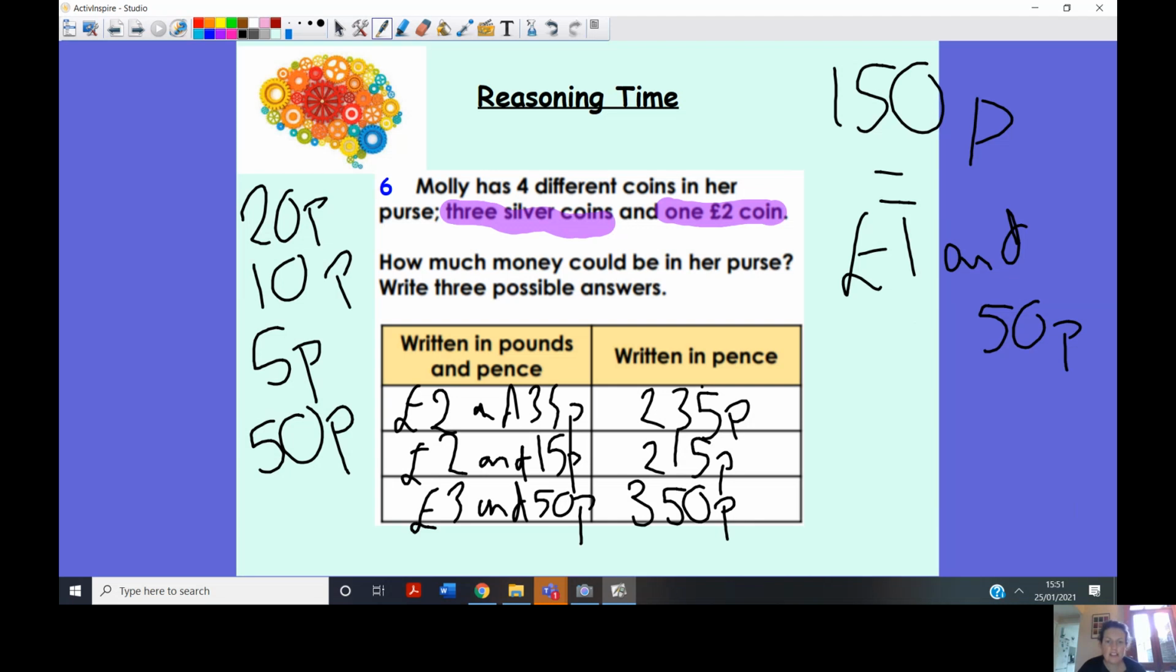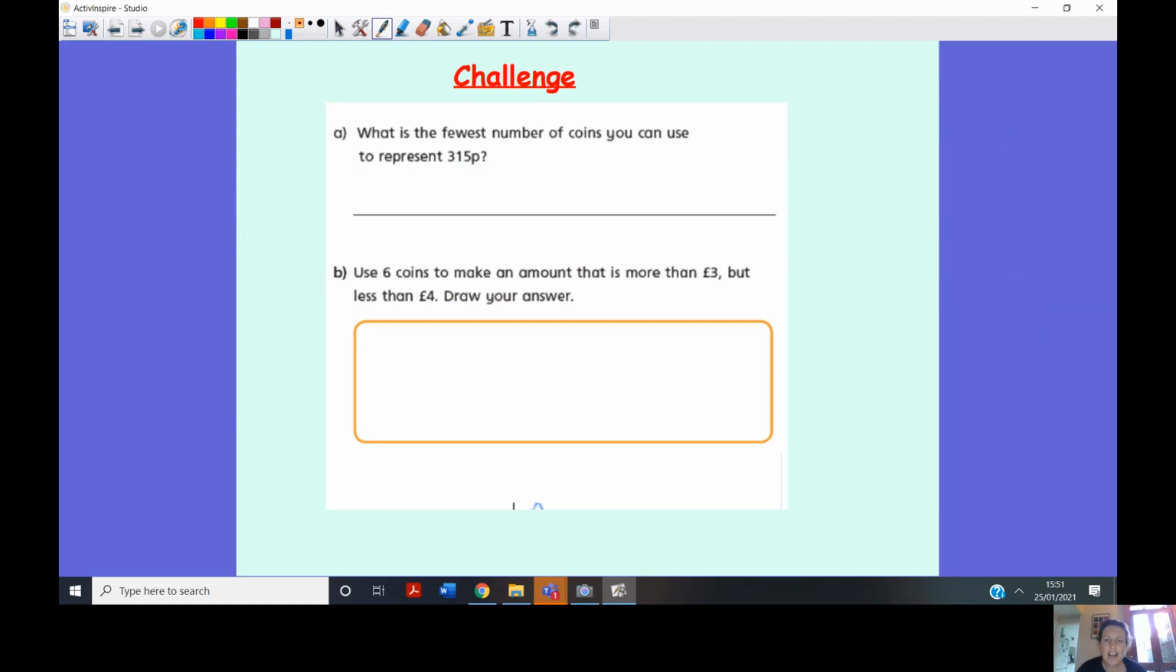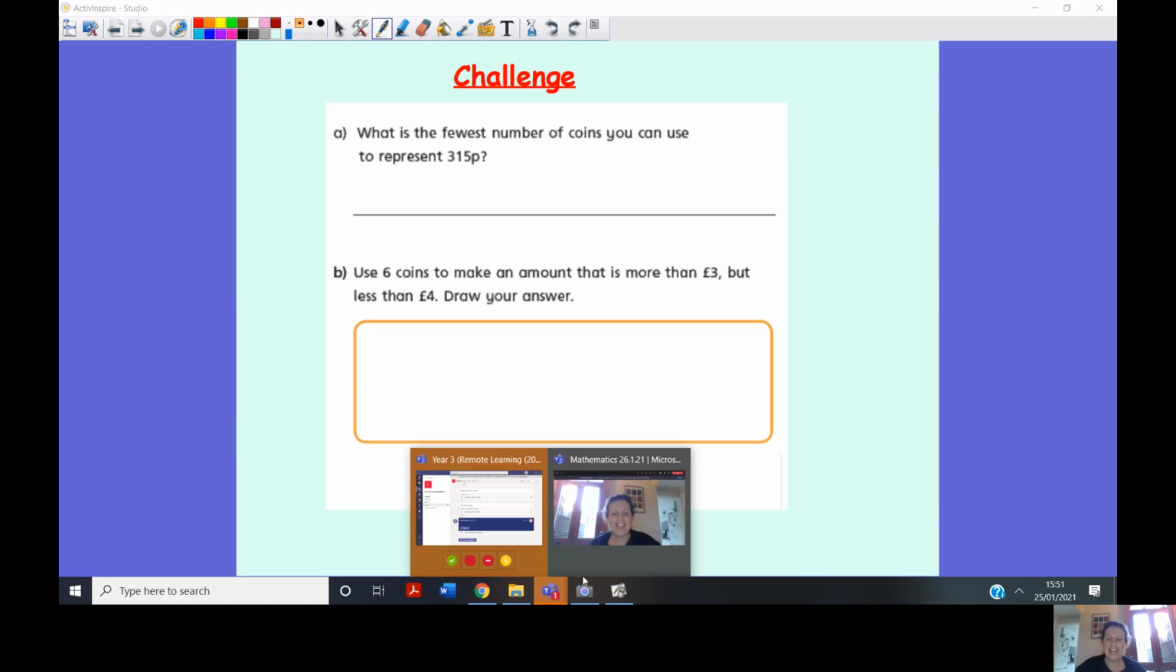Have a look, compare these answers. There's lots more different answers. When you upload your work onto Seesaw, I can let you know if they're correct or not. Then, if you feel like you want another reasoning challenge, there's one here. Upload your work to see if your answer is correct, and look forward to tomorrow's maths lesson. Thank you, everyone.